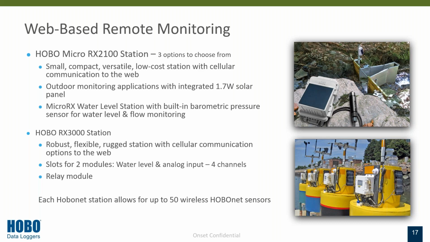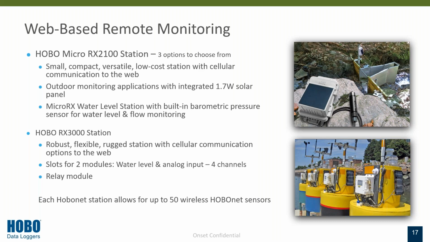We do also have one of our newer Micro RX stations that have been added to the family. It would be our Micro RX water level station. This comes with a built-in barometric pressure sensor for water level monitoring and flow monitoring. You do also get 5 extra ports, so if you do want to add in other weather monitoring parameters such as rainfall, wind speed, direction, temp and RH, you do have those ports to be able to add those in as well.